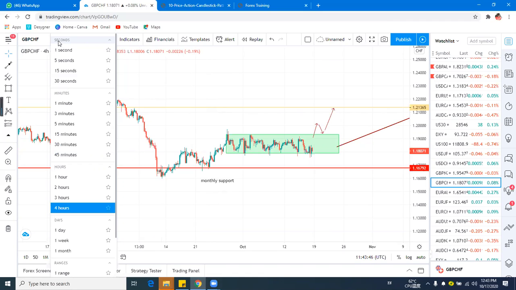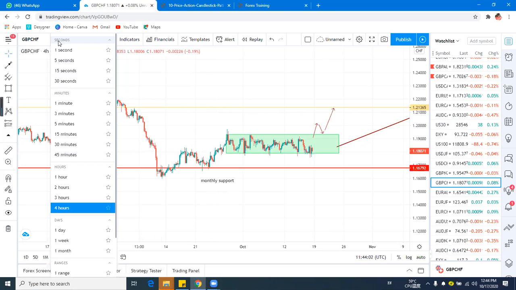But as much as possible, avoid 30 minutes and 15 minutes. Avoid it unless you want to be a scalper. We have different types of traders. Scalping traders trade 30 minutes, 15 minutes, 5 minutes. They want to make sharp money.